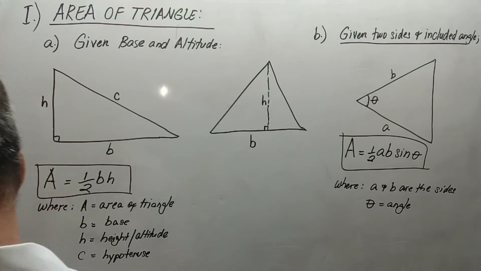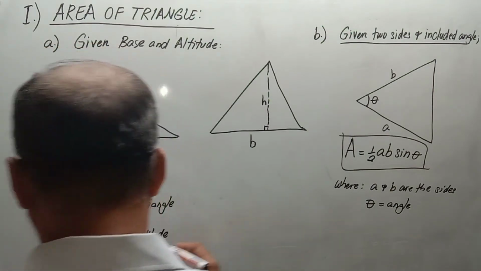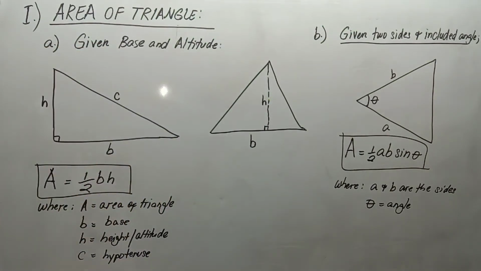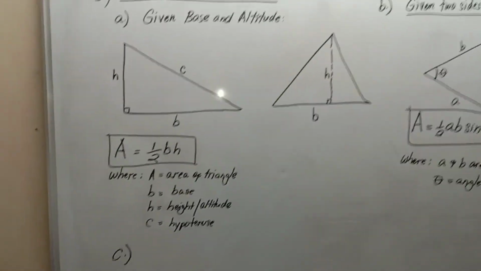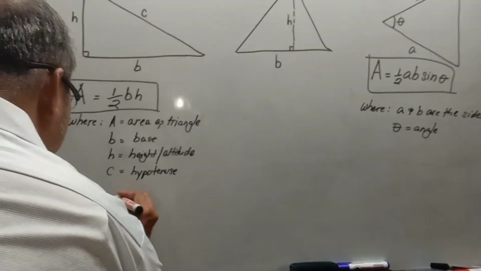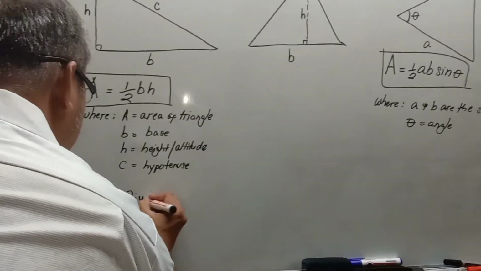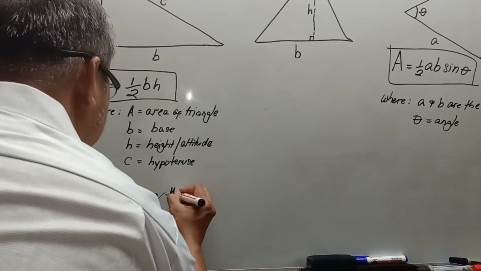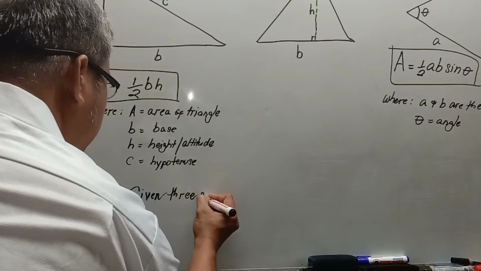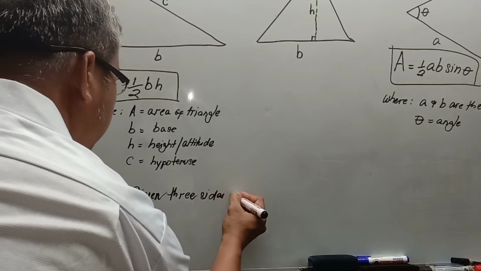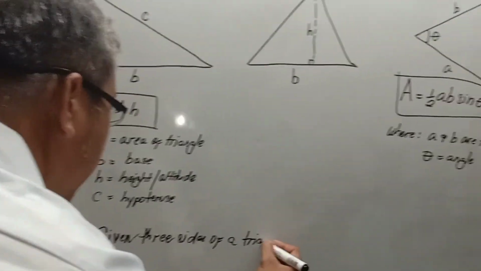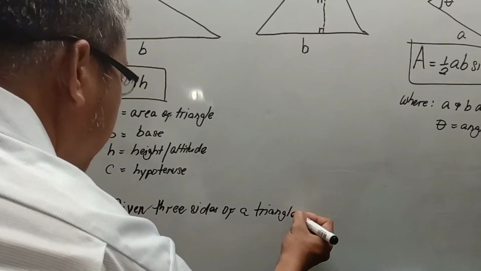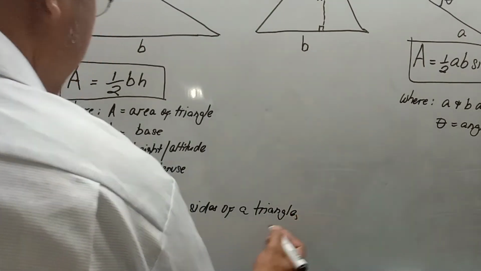Okay, and our third condition will be solving the area given three sides of a triangle. Okay, three sides.